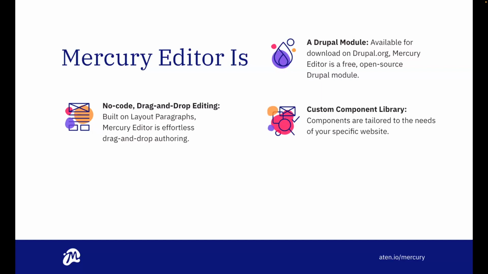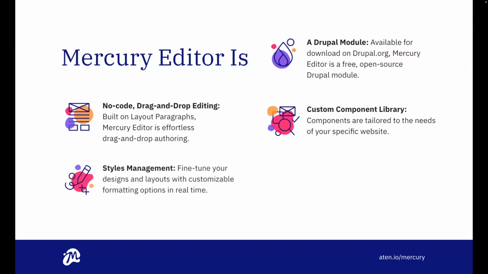And when we think about components of Mercury, those are basically synonymous with paragraph types. I know this namespace can get a little bit complicated, especially with single directory components, which I'm happy to talk more about as we get into the Q&A part of this presentation. But when we talk about components here, we're really talking about paragraph types or the different types of discrete pieces of content, chunks of content that can be added and rearranged with Mercury.